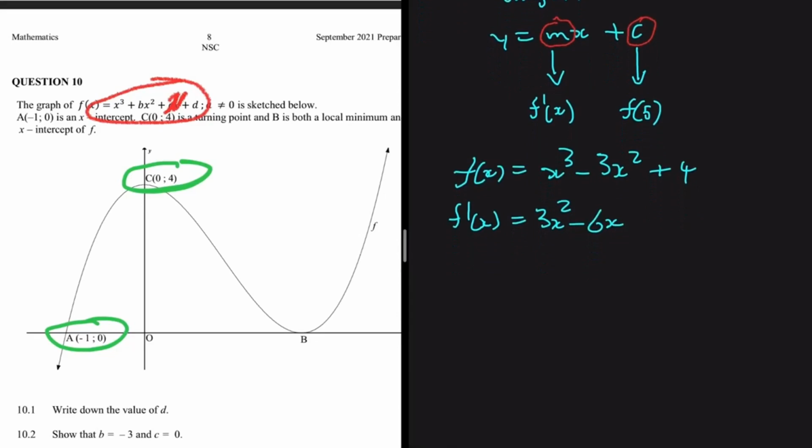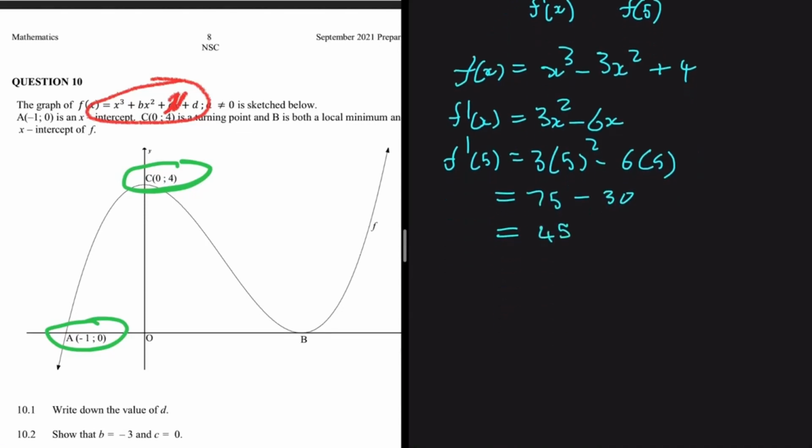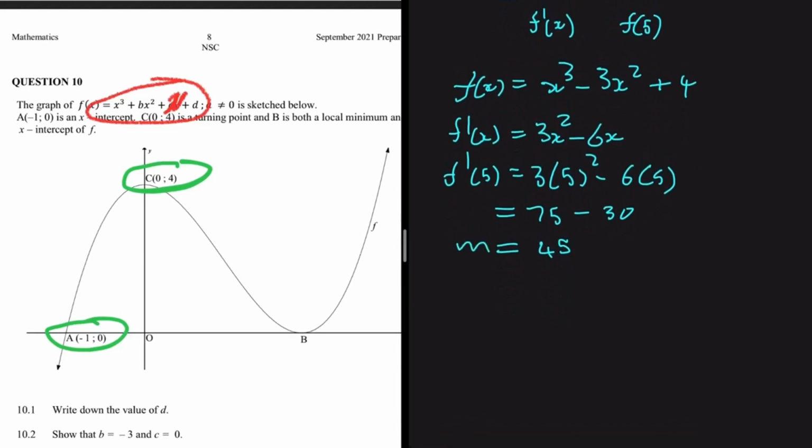If we substitute 5, we're going to get the gradient itself. So f prime of 5 is equal to 3 multiplied by 5 squared minus 6 multiplied by 5. So 5 squared, that's 25, multiplied by 3, that is 75. And then 6 by 5, that is 30. And then this should give you 45, right? So the gradient is 45. This is the gradient m. So now we have the gradient.